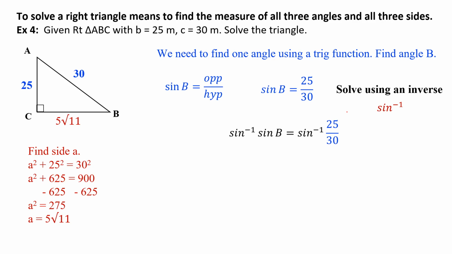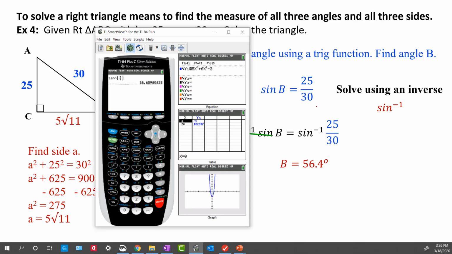Now when I do that, the sine inverse and the sine cancel each other out. I grab my calculator and I pop that in there, and I get 56.4. Let's make sure this one's all right. I'm going to do the second key and the sine key, and then alpha y equals number 1. I'm going to do 25 divided by 30, close up the parentheses, hit enter, 56.4. So I was correct on this one.